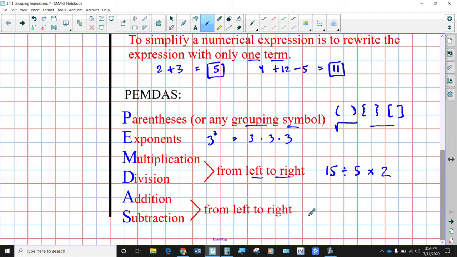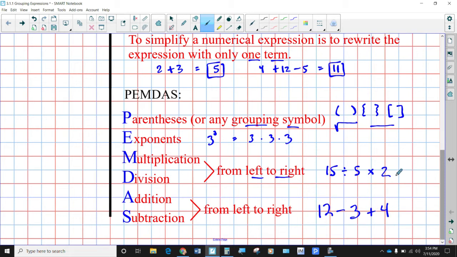This is such a common mistake where people see 12 minus 3 plus 4, and people think that you're going to take 12 minus 7, which is 5. But that is not the case. Addition and subtraction are equal partners of each other. So you must go from left to right. So this becomes 9 plus 4, which is actually equal to 13. Okay? 12 minus 3 is 9, and 9 plus 4, yes, 13.